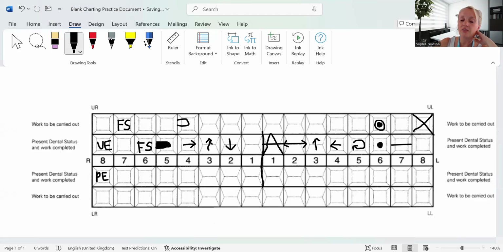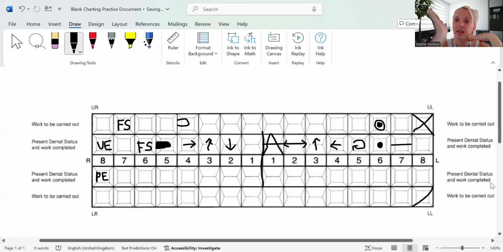Like so. If the tooth needs to be extracted, so say the lower left third molar needs to be extracted, this is a lower wisdom tooth, you would just draw a line like that. So just one diagonal line across. Then when they come back for the treatment, to show that it's recently been extracted, it turns to a cross.